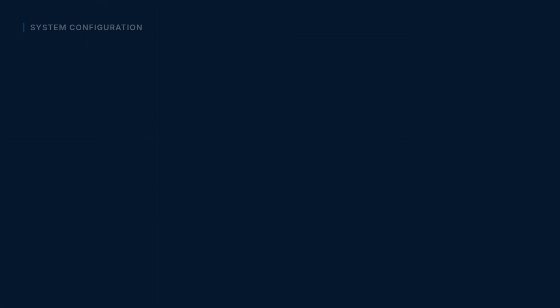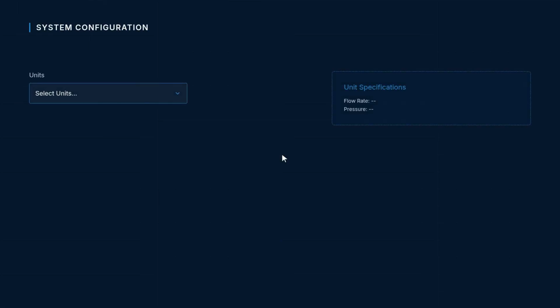The Pneumatic Valve Flow Coefficient calculator determines the CV value needed for proper valve sizing in your pneumatic system. Let's walk through the inputs. First, select your units from the dropdown. You can choose Imperial with GPM and PSI, or metric with liters per minute and bar. I'm using Imperial for this demo.